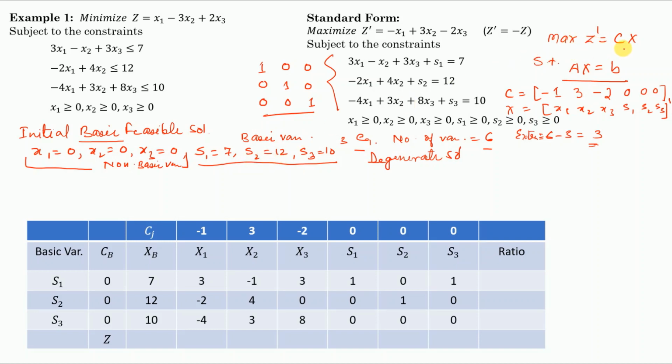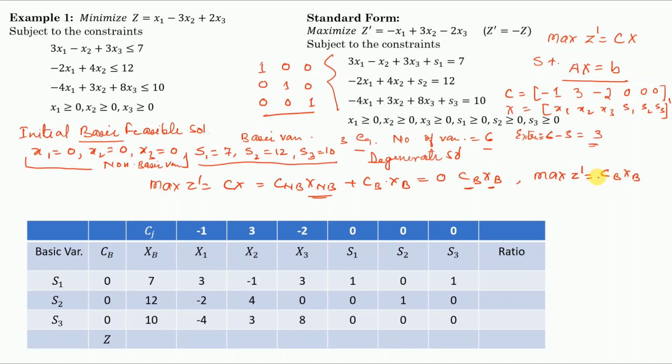Maximum z dash equal to cx. How can we write? Now we have two parts of c. One is corresponding to non-basic and another is corresponding to basic. So you can write it as C non-basic x non-basic plus C basic into x basic. As I told you, all the non-basic variables are 0. It means the first part is 0, so the remaining part is CB XB only. Where CB is the coefficients of xi's and XB is all these variables and their values. So maximum z dash can be calculated as CB XB only.